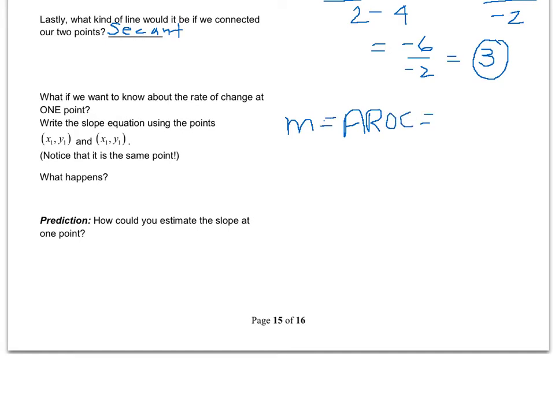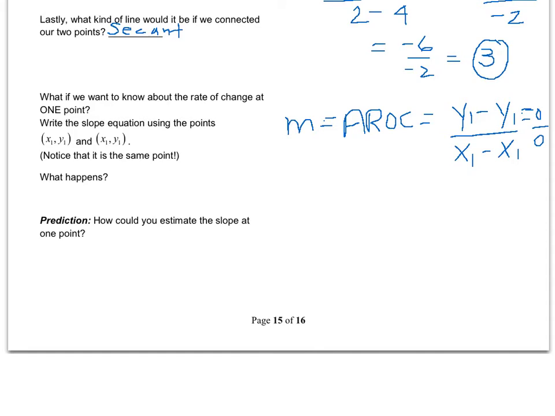and that's going to equal the change of y over the change of x. And of course we're getting a 0 over 0. We all know that that's not allowed. Okay, so this is an indeterminate form.